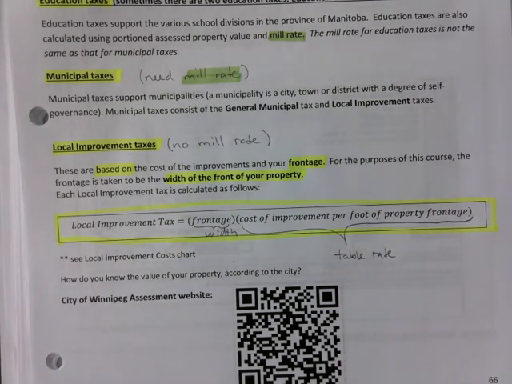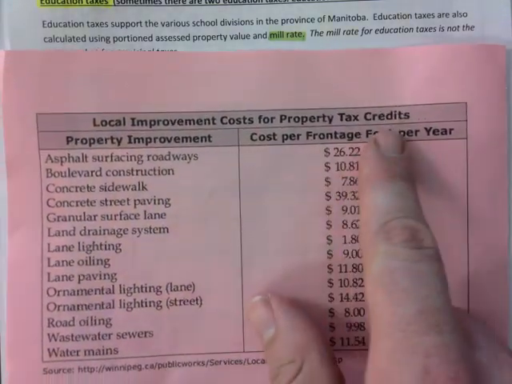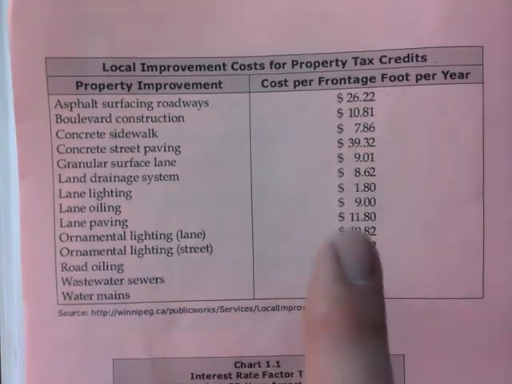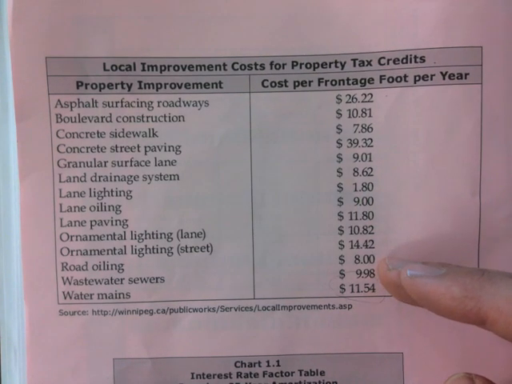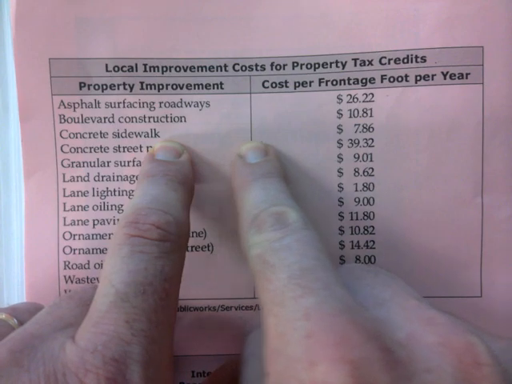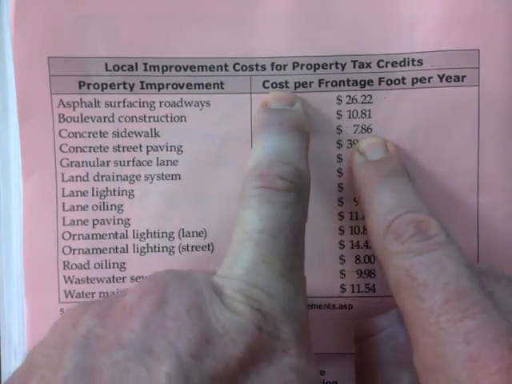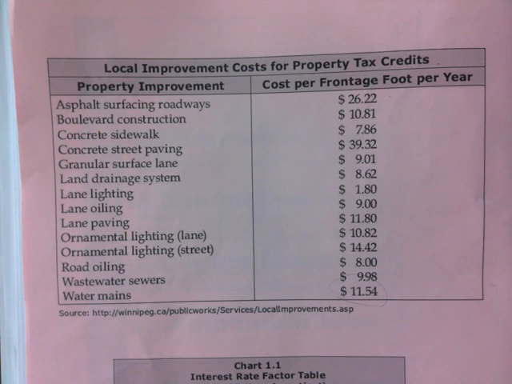Now, sometimes you don't know where the front or back is, right? But just find the one that says local improvement costs for your property. This is actually from the city of Winnipeg. I will tell you that this is a little dated. They update this every year or every 2 years or so. This is probably 2018-ish, but the idea is still the same. So if they ever do a concrete sidewalk in your neighborhood, then that would be $7.86 for every foot of your property. The width of your property is what determines how much you're going to have to pay. Okay, so that's how they do it.